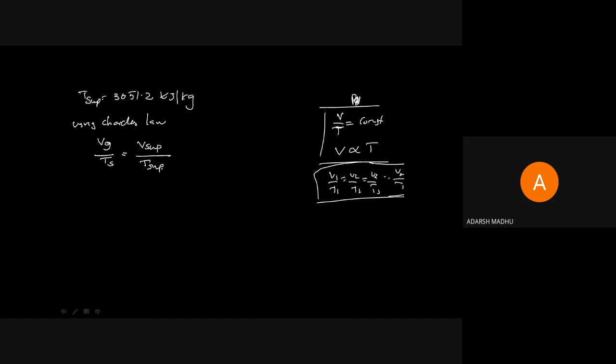T superheat is a known value. Then we need to find Ts and Vg. Vg and Ts have not been found yet, so we must find them. So how can we find the value of Vg and Ts? We have 10 bar now, right?